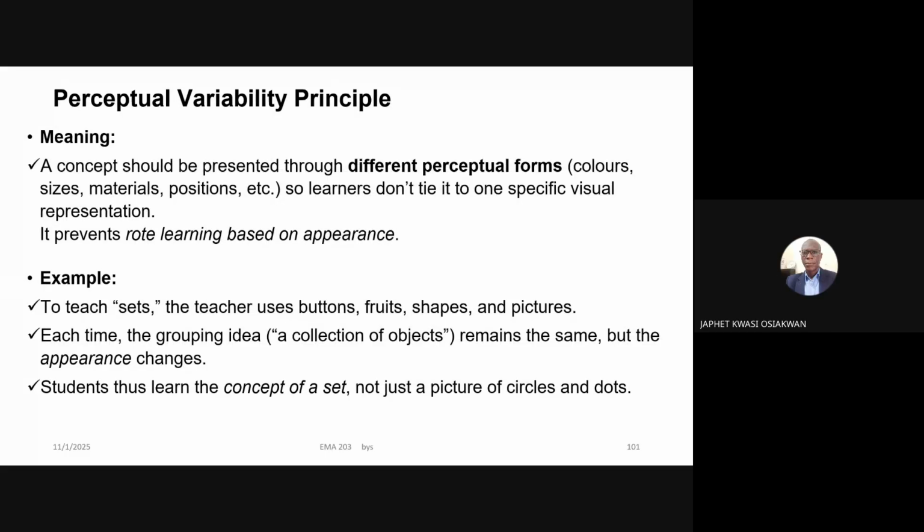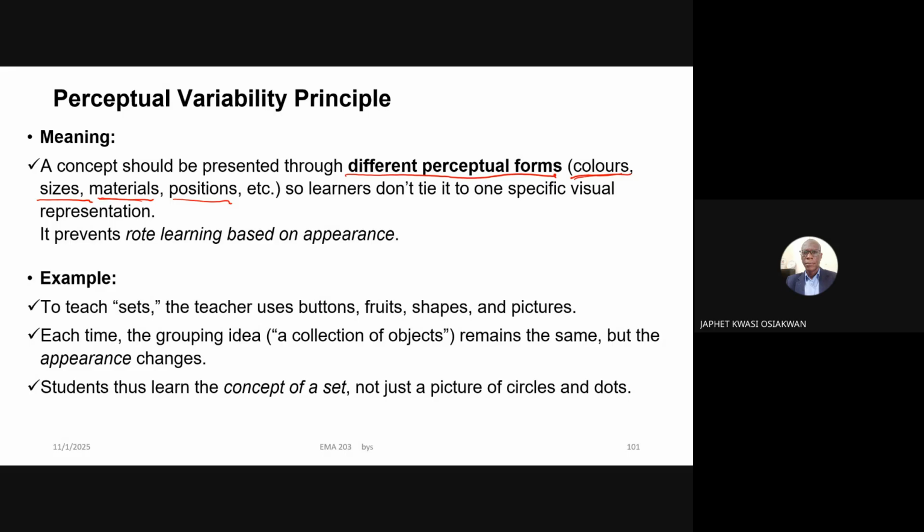Look at the perceptual variability principle. A concept should be presented through different perceptual forms. It can be in terms of color, as my friend has just explained, the sizes, the materials, the position, and so on, which is different from the multiple embodiment we are talking about. Even with the same concept, it may vary in color, size, material, position, and orientation, so that the learners don't tie it to the specific thing that you want to teach.